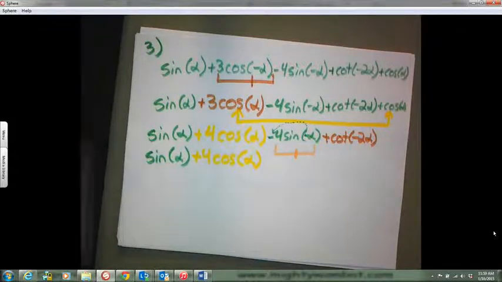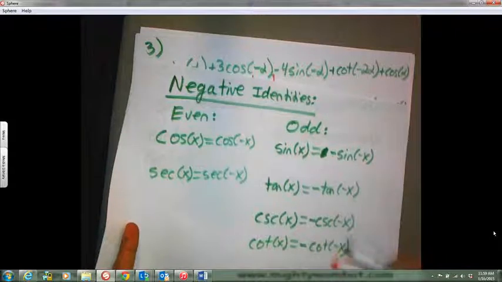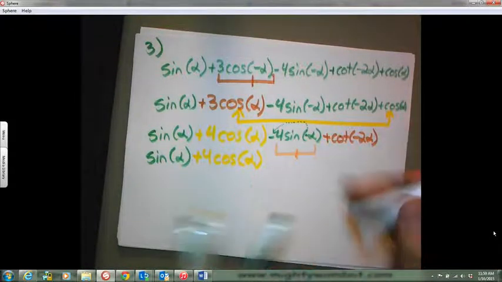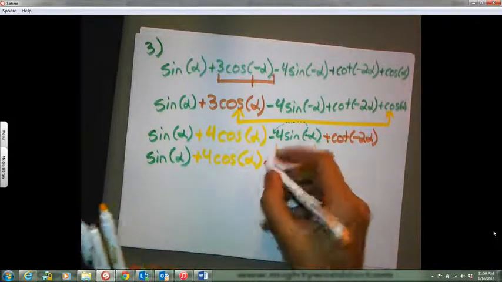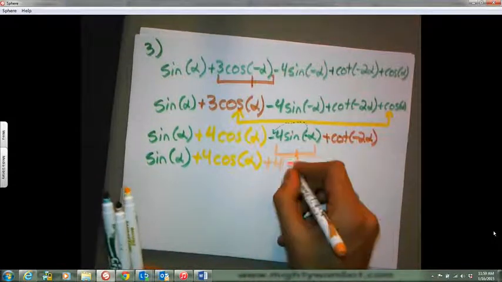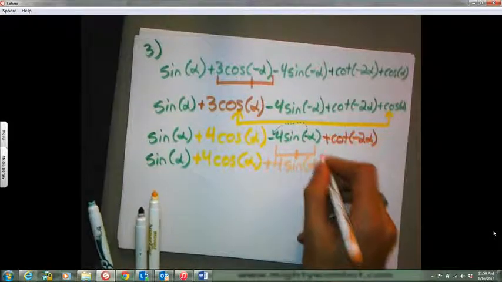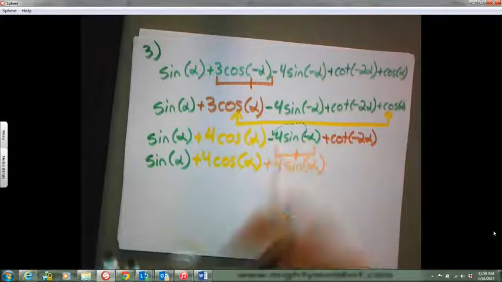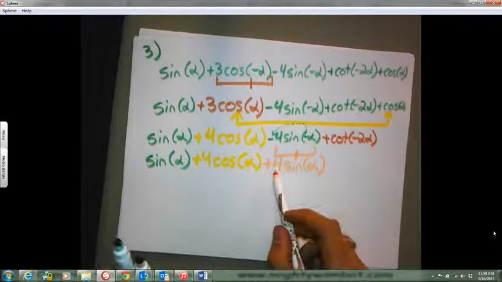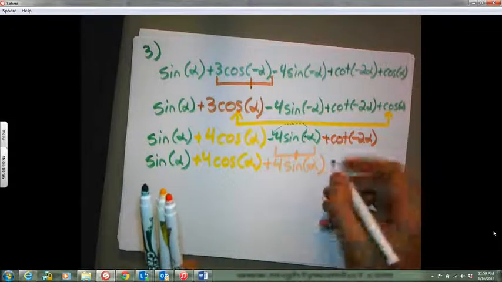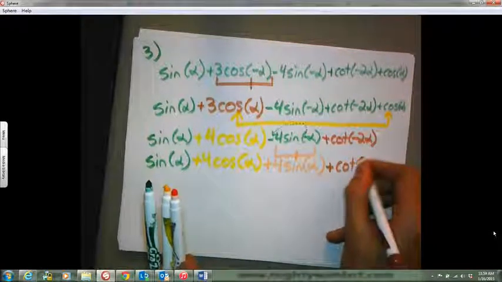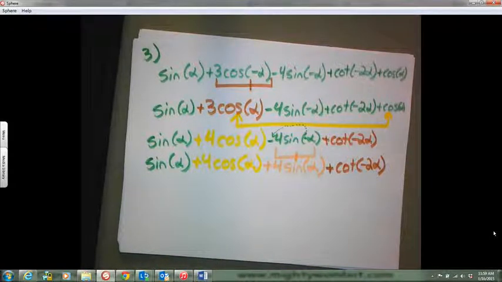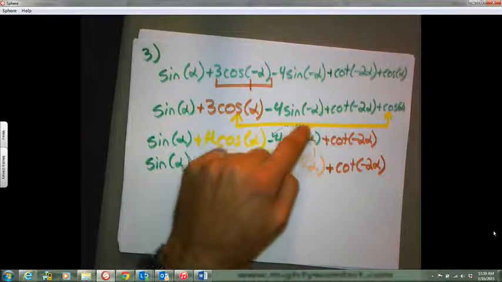The negatives come outside. So instead of this being negative 4 sine of negative theta, we just write it as positive 4 sine alpha. Negative times negative is a positive. And then, of course, we have the cotangent, which we haven't even touched yet. Negative 2 alpha. But the key is this negative comes outside. Negative times negative is positive. The reason being, this is an odd function.